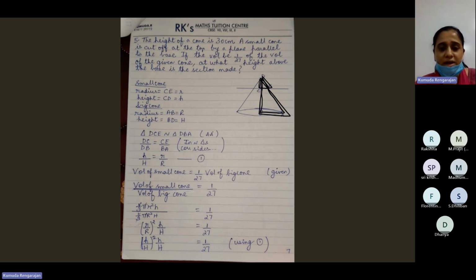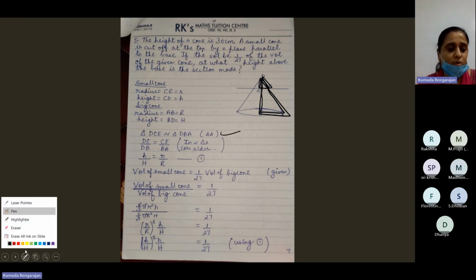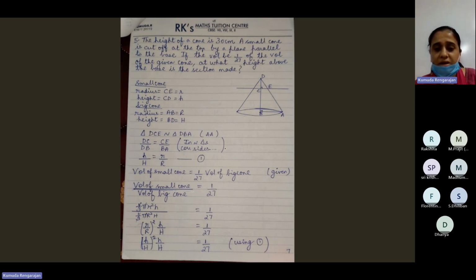So if the two triangles are similar, then corresponding sides are proportional. So we've written the ratio of the corresponding sides. We've written only two. What is the third one we have not written? We have not written DE by DA, the ratio of their slant heights. That we have not written, because we don't want it.